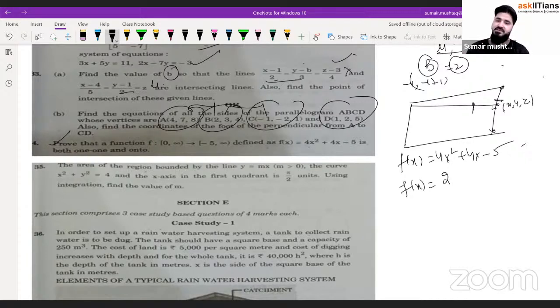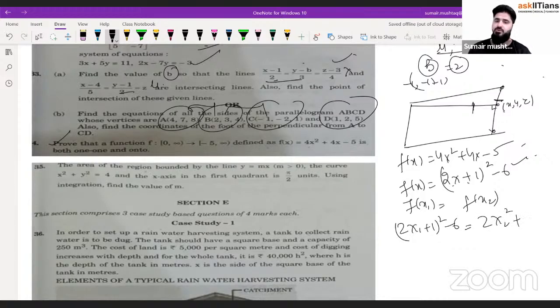You can see this thing is equal to (2x + 1)² − 6. This is 4x² + 4x + 1. Now what you need to do: f(x1) = f(x2). This is (2x1 + 1)² − 6 = (2x2 + 1)² − 6. This and this will be cancelled. Square and square will be cancelled.